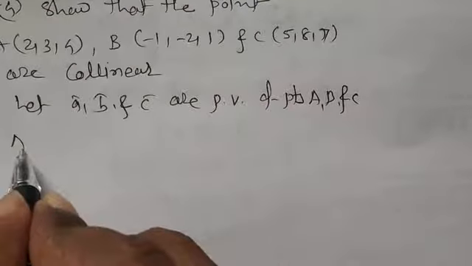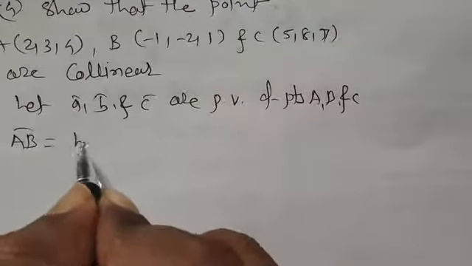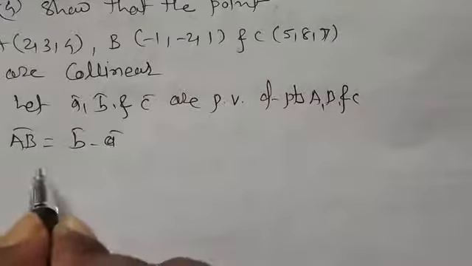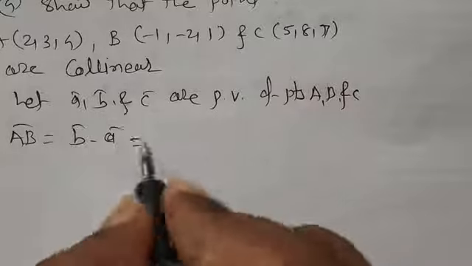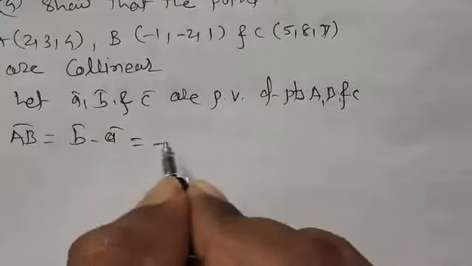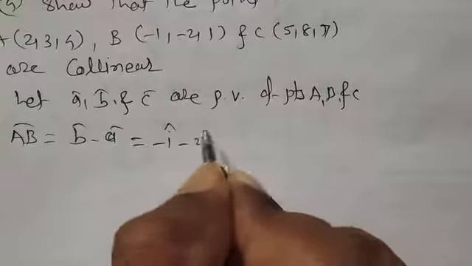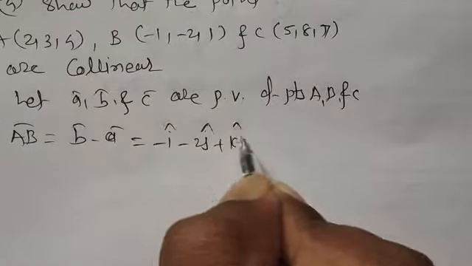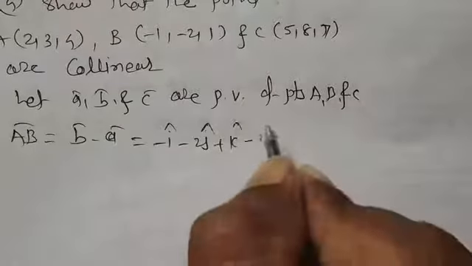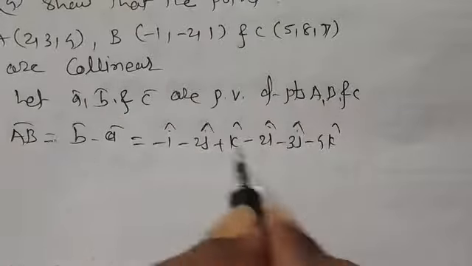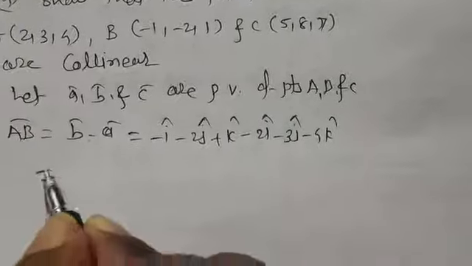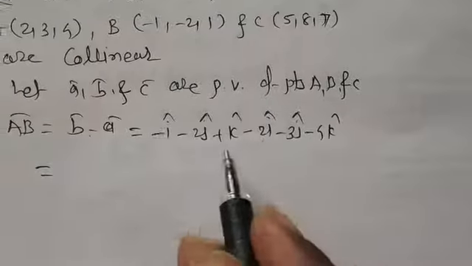Then AB bar is equals to B bar minus A bar. You have to know that. B bar minus A bar, just subtract it. B bar is minus i minus 2j plus k, minus A bar is 2i minus 3j minus 4k. All are plus but the sign is minus, so it is all minus. Just solve it. Minus i minus 2i, that is minus 3i.